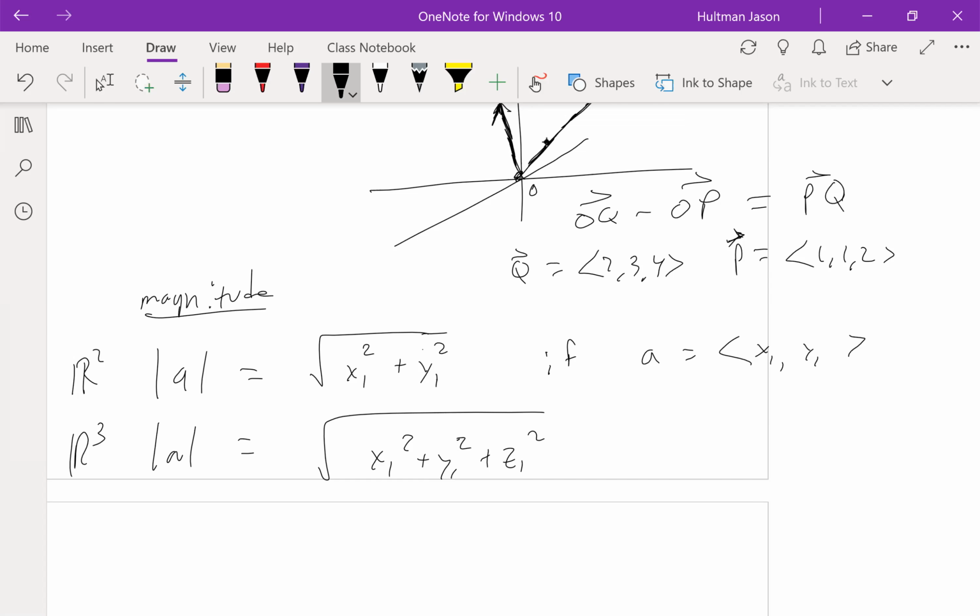Now, why is it just x1? Where did the other x go? Well, it's because this vector is being measured from the origin. And since it's measured from the origin, the distance and the vector are the same value.